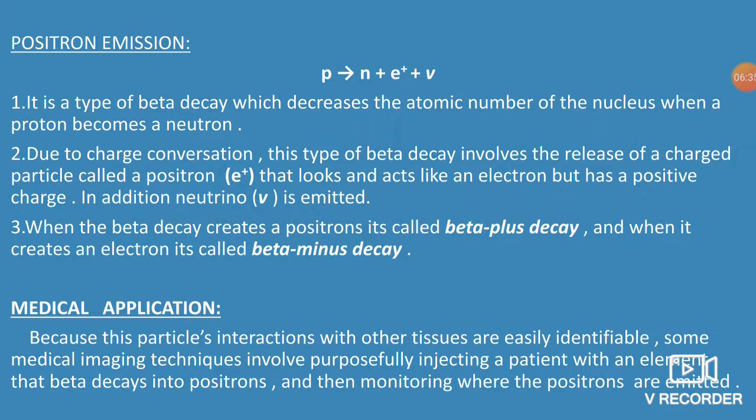That is, a patient is injected with an element that will beta decay into a positron. That is, it will undergo beta plus decay. After it undergoes beta plus decay, a positron will be emitted. Now this positron's interaction with other tissues is easily identifiable. So we can monitor where the positrons are emitted, and that can be applied medically.